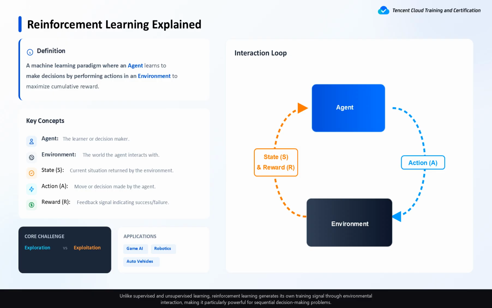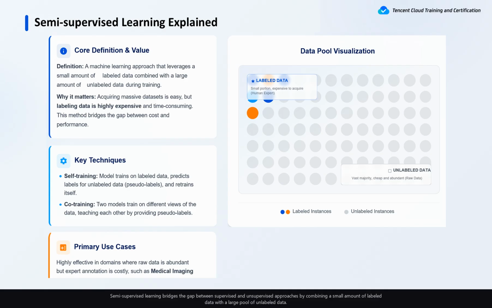sequential decision-making problems. Semi-supervised learning bridges the gap between supervised and unsupervised approaches by combining a small amount of labeled data with a large pool of unlabeled data. In practice, this matters enormously. Labeling data is expensive and time-consuming, requiring human expertise, domain knowledge, and often specialized tooling. Unlabeled data, by contrast, is abundant and low cost. Semi-supervised learning exploits this asymmetry effectively.